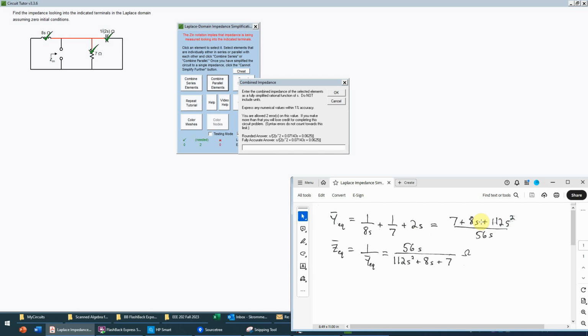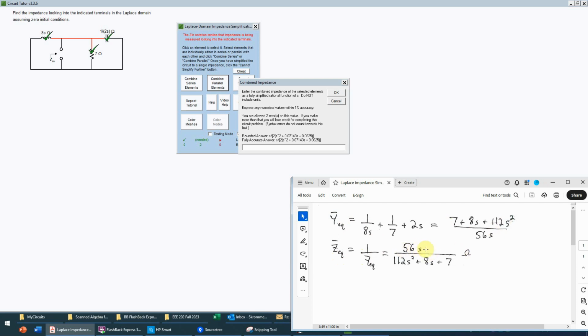Now, of course, we can and should check to make sure we did that right. So for example, 7 over 56s is basically 1 over 8s, which is what we had here. 8s over 56s, the s's cancel out, and in this case it's just 1/7. And here, the 112 over 56 is the 2, and the s squared over s is the s. So that does indeed check. And now the equivalent impedance would be the reciprocal of the equivalent admittance. So I just basically flipped this upside down.